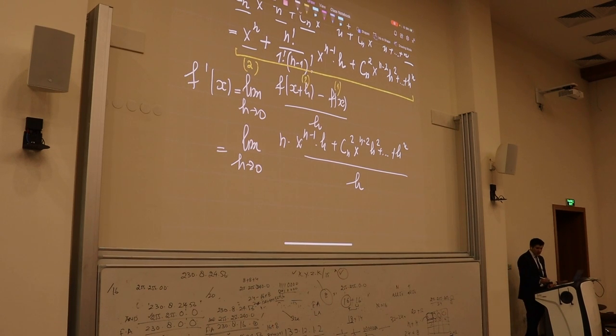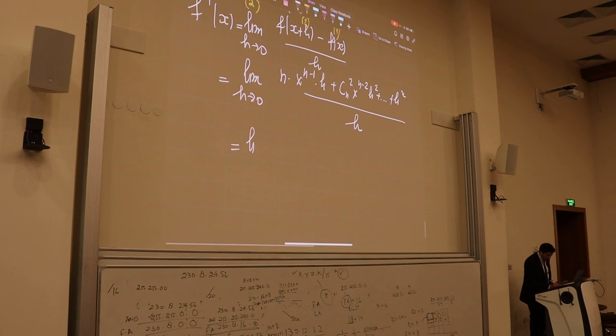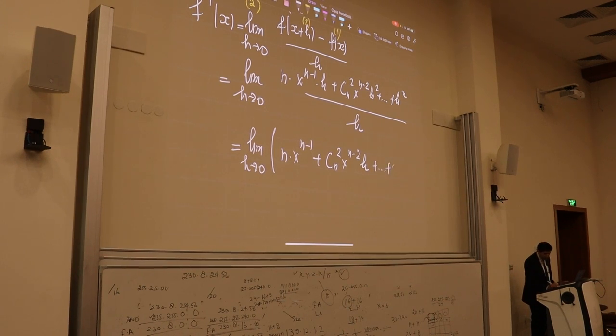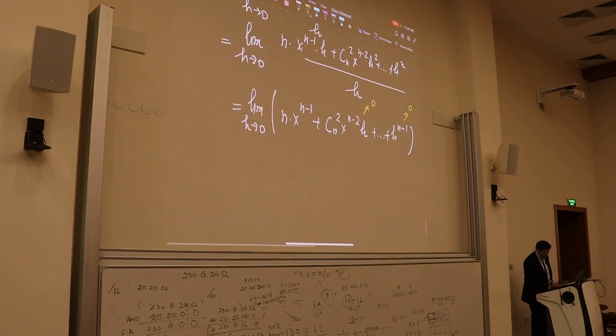So you see, all of these terms in the numerator have the h. I'm going to divide every term in the numerator by h, and I will obtain the limit as h goes to 0 of n times x to the power of n minus 1, plus C(n,2) x^(n-2) h, plus and so on, plus h to the power of n minus 1. All of these terms except the first one are going to be 0 as h goes to 0, because all of them have the h. What is left is n times x to the power of n minus 1.